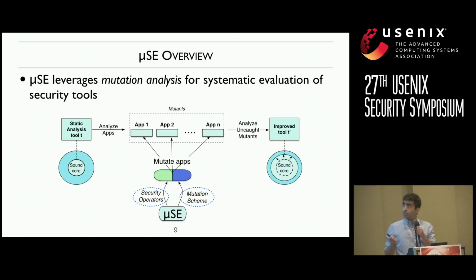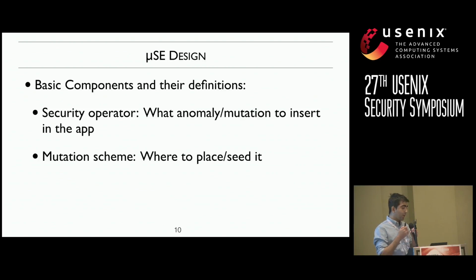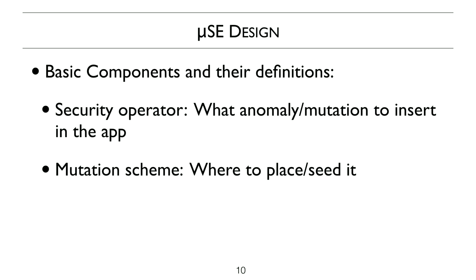The mutation process in here is guided by security operators and mutation schemes. Security operators are the anomalies or the faults that are inserted in the application. But just having these anomalies to insert is not enough, though. They have to be inserted at strategic locations to maximize their effectiveness. Therefore, we use different mutation schemes to place them in specific places and scenarios for expressive mutation seeding.